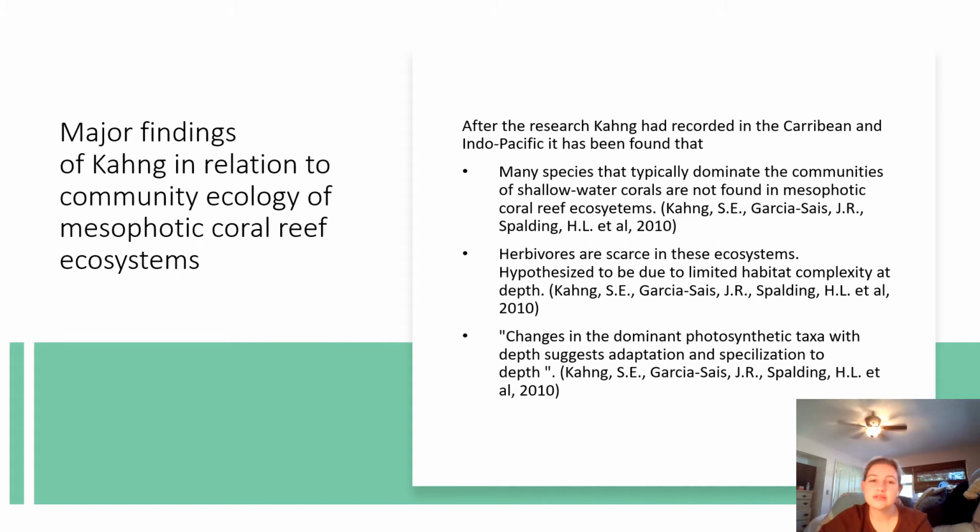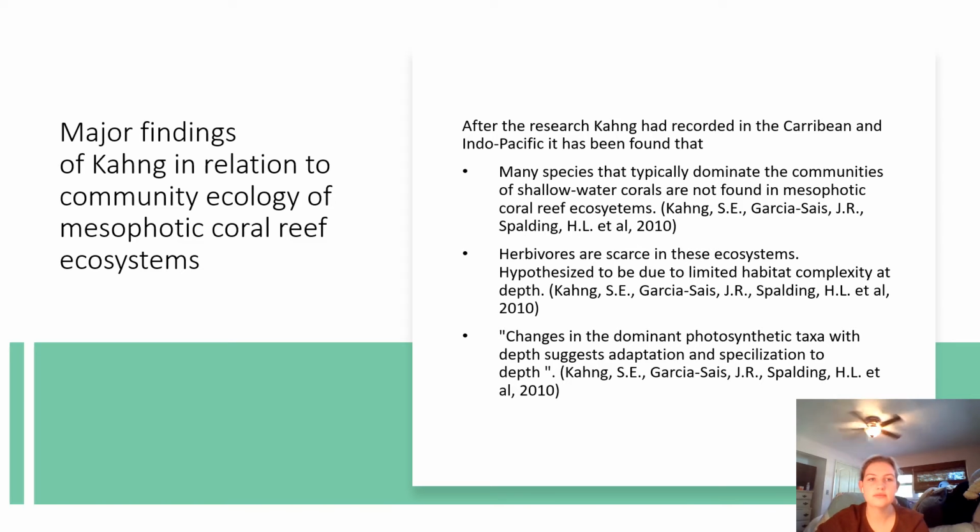There have been some major findings coming from Kong's community research and the mesophotic coral reef ecosystems. After his research, Kong recorded that in the Caribbean and in the Indo-Pacific, many species that typically dominate the communities of shallow water corals are not found in mesophotic coral reef ecosystems. In addition, herbivores are scarce in these mesophotic ecosystems, and it has been hypothesized that this is due to limited habitat complexity at depth. And then, as quoted, "changes in the dominant photosynthetic taxa with depth suggest adaptation and specialization to depth."